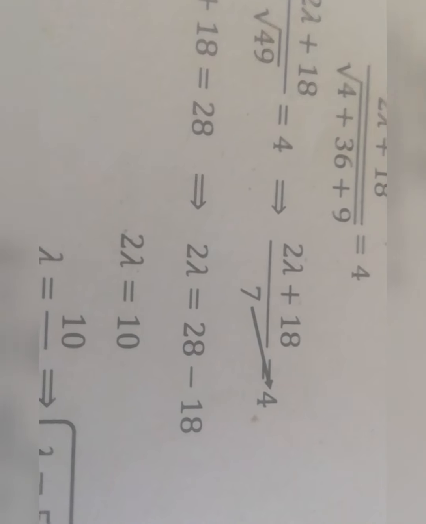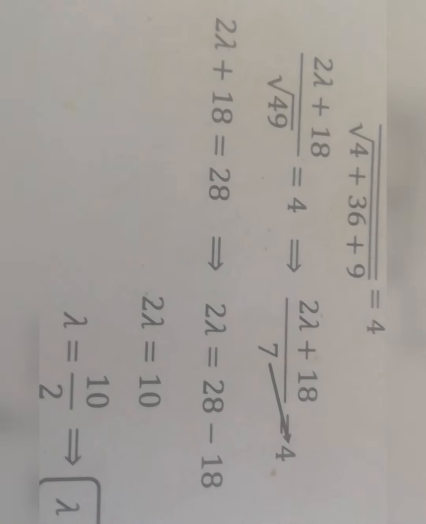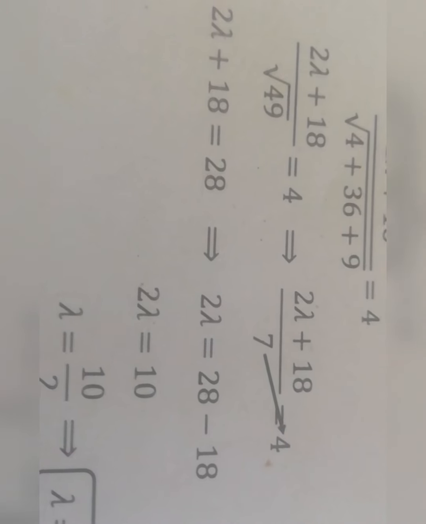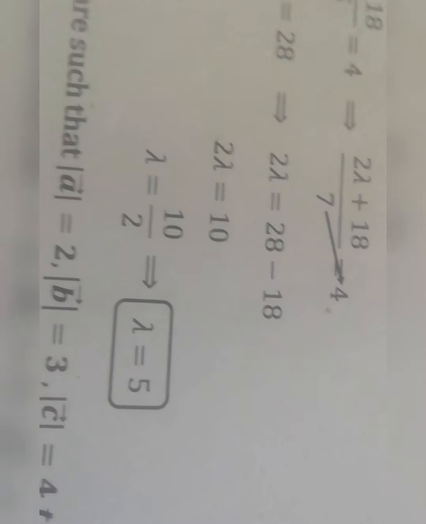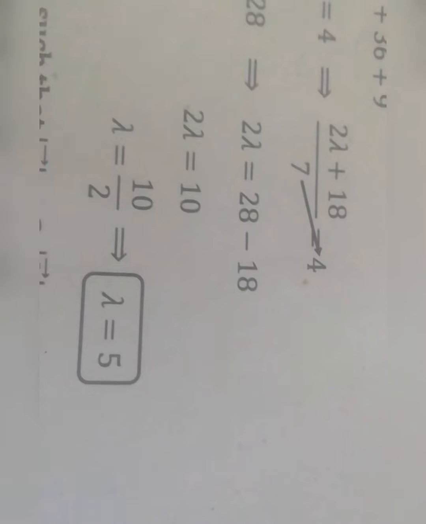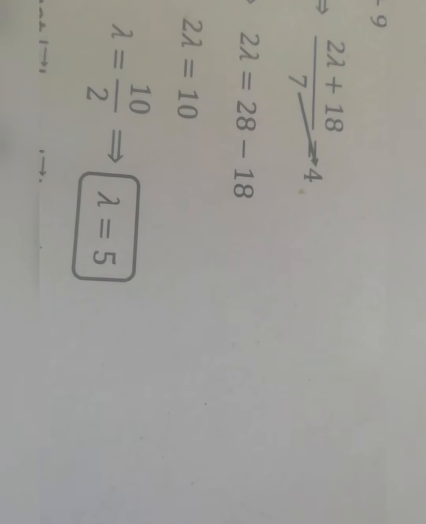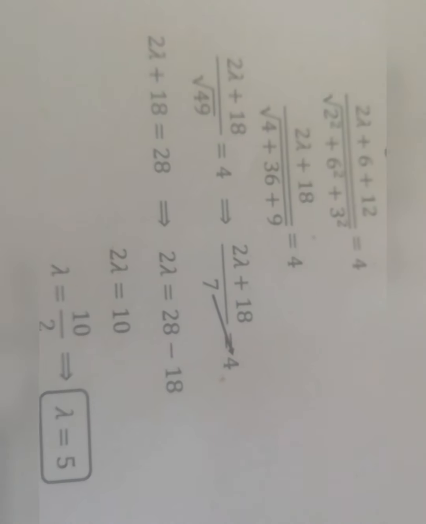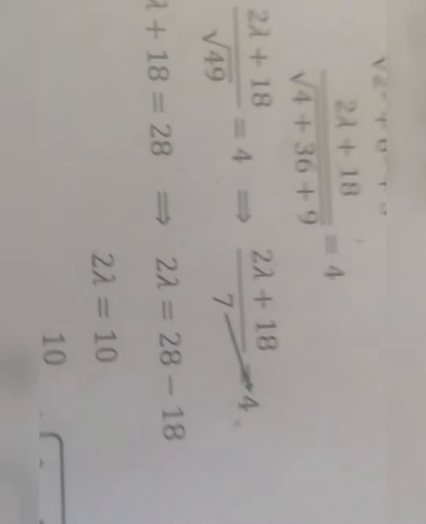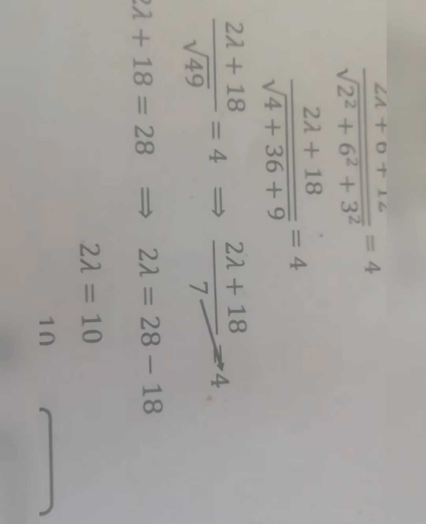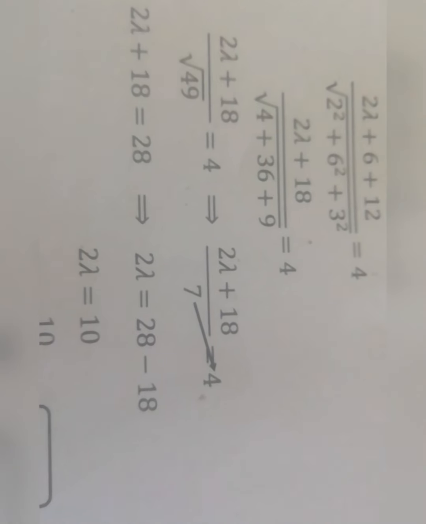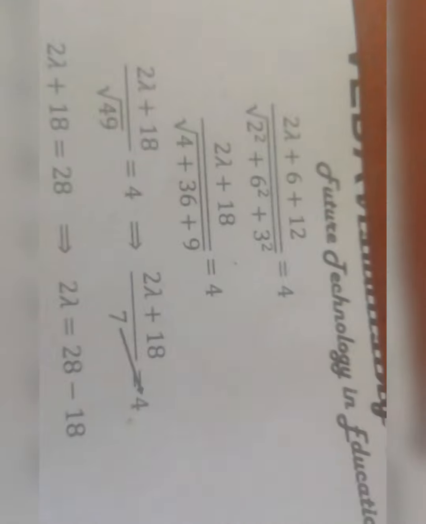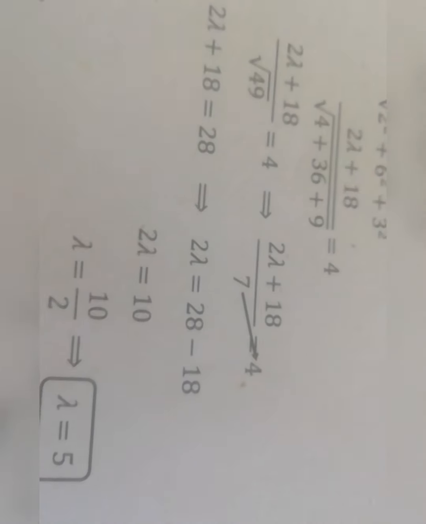Take 4 into 7 means 28. So 2 lambda plus 18 equal to 28. 2 lambda is equal to 28 minus 18. 2 lambda is equal to 10. So lambda is equal to 10 by 2. Lambda is equal to 5. See step by step. You understand or not?